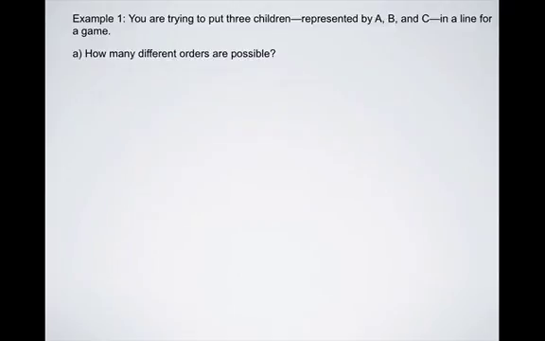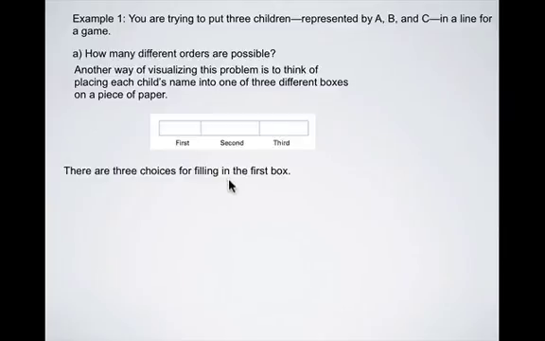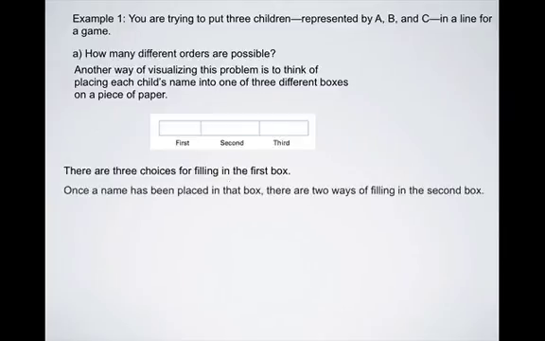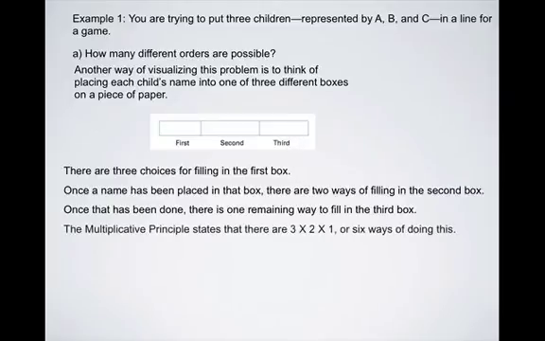So another way we could visualize this is to think about putting a child's name in 3 different boxes on a piece of paper. For example, in the first box, we would have a total of 3 names available to put in the first box, 3 choices. And once we fill the first box, we only have 2 names left to put in the second box. And once the first 2 have been filled, there is only 1 name remaining to put in the third box. And as we said before, the multiplicative principle states that there are 3 times 2 times 1, or 6 ways of doing this.